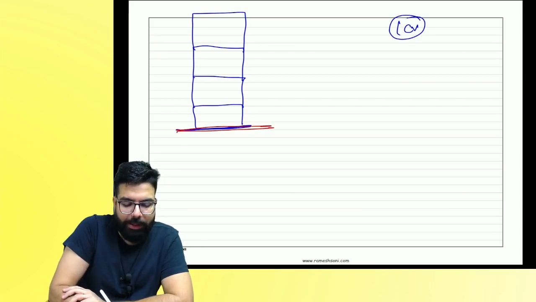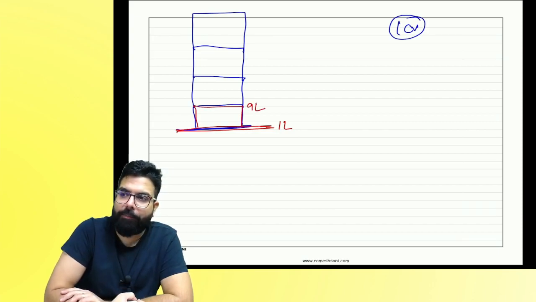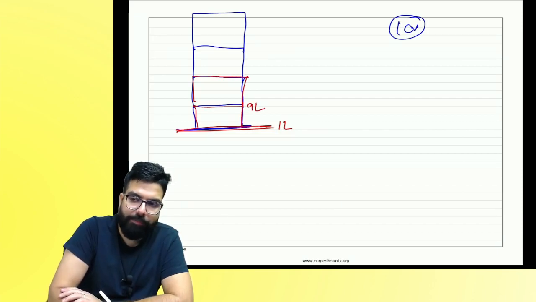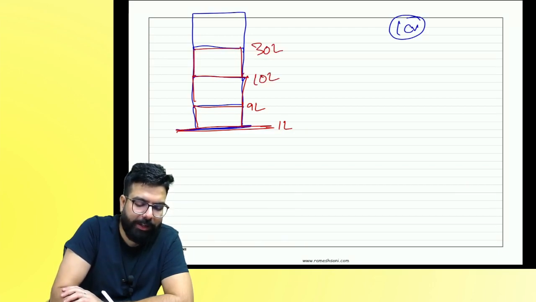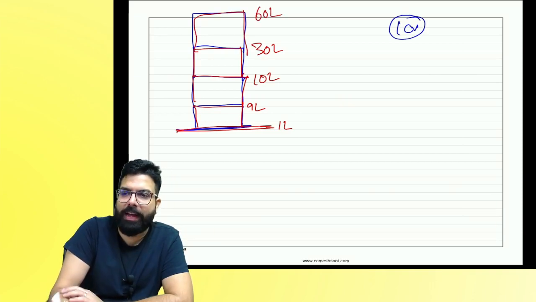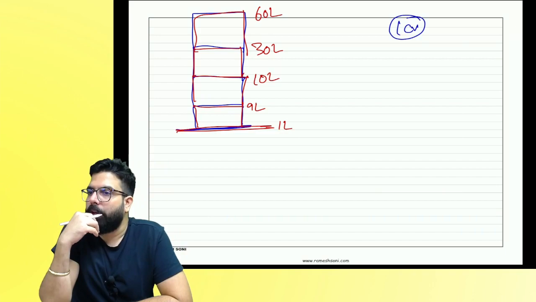They tell, sir, in the beginning you have to pay 1 lakh. Once our first floor is ready, you have to pay 9 lakh. Once our second floor is ready, you have to pay us another 10 lakh. Third floor is ready, you have to pay 30 lakh, 40 lakh paid. When the building is complete, you have to pay us the remaining 60 lakh and we'll give you a flat. Do you guys agree with me?